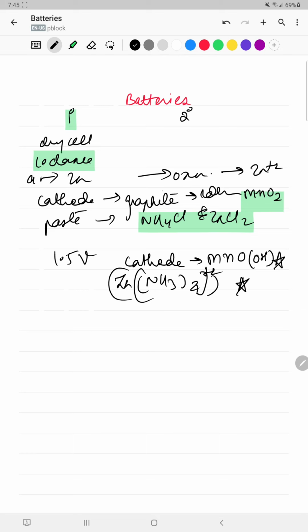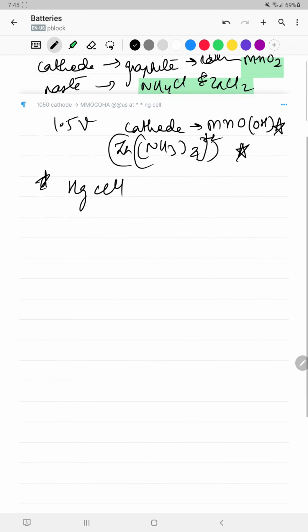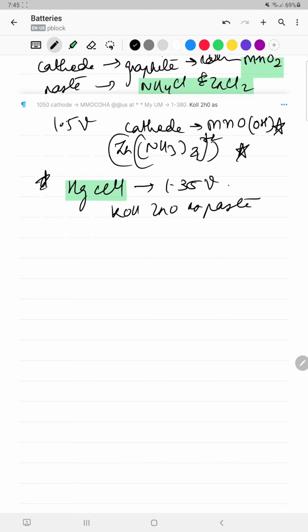The next primary battery we are considering is the Hg cell, that is the mercury cell, and we'll remember its voltage. It's 1.35 volt. We all know from the name as it's given, there's mercury involved, and KOH and ZnO as paste. Okay, and yeah, this is important, KOH and ZnO and 1.35 volt.